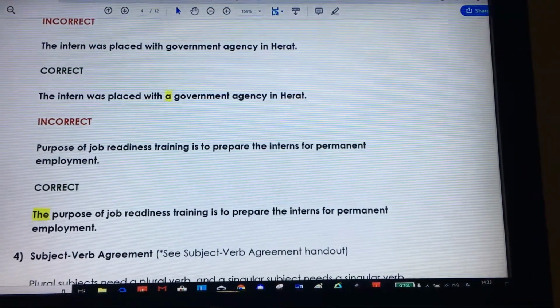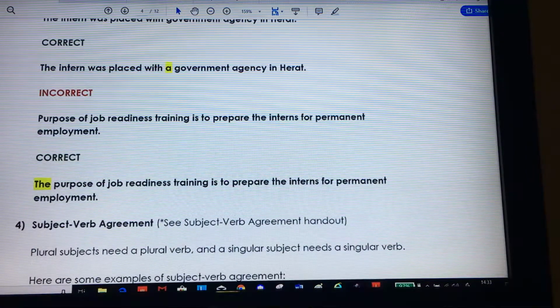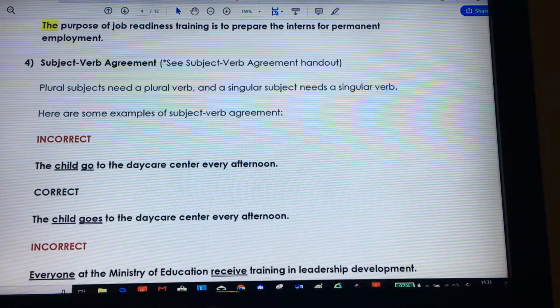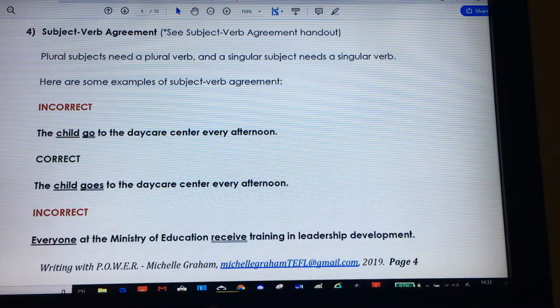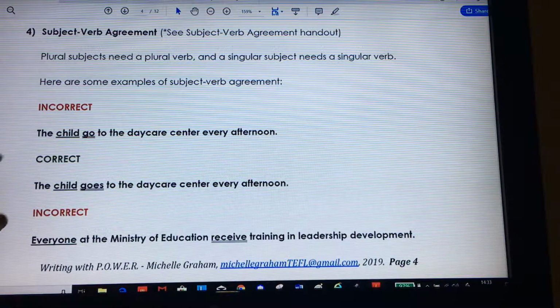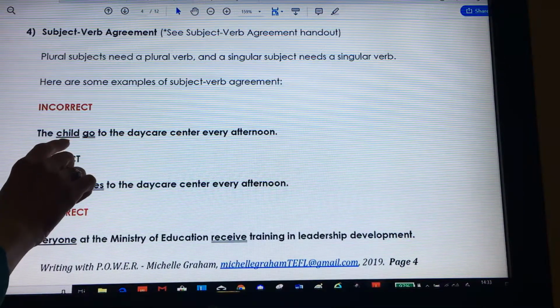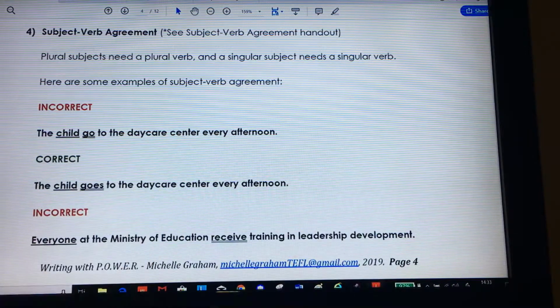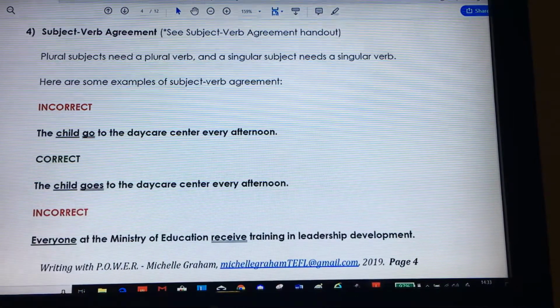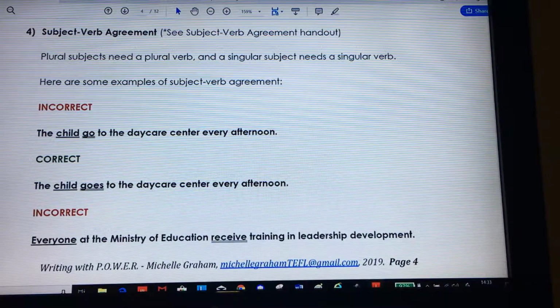The next grammar point that we're going through is subject-verb agreement, and this is where I've given you that guide, which will help you identify what verb goes with what kinds of subjects. To simply state it, a plural subject needs a plural verb, a singular subject needs a singular verb. So here's an example. "The child", this is a singular subject, "go to daycare center every afternoon?" No, the child goes to the daycare center every afternoon.